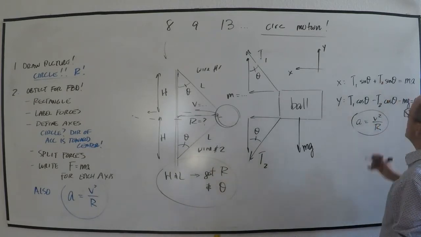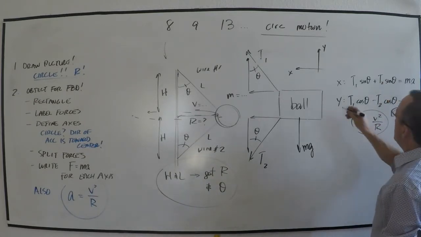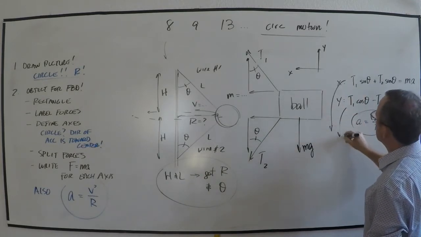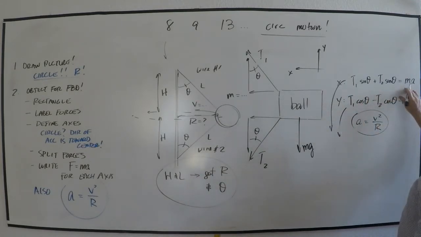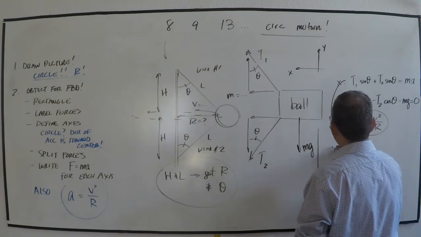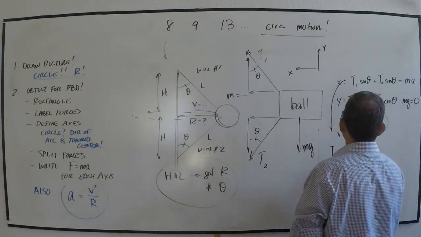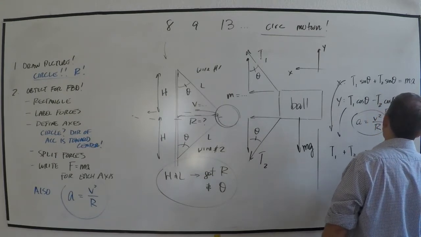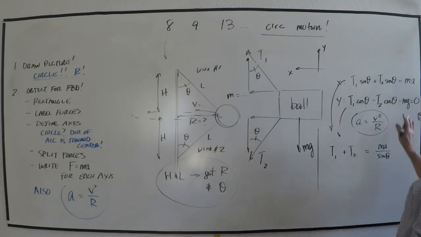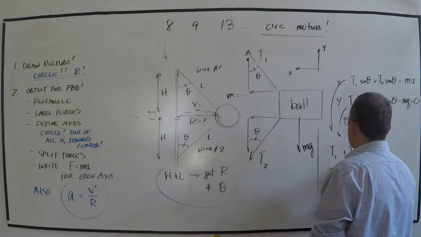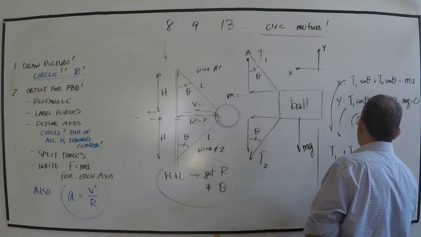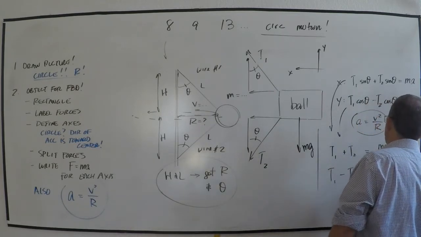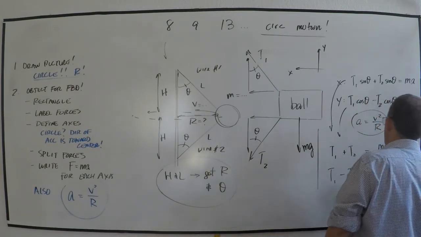But then how do you get T1, T2 out of this mess? I am going to rewrite these equations. I'm going to divide this first one by sine theta, and what I'm going to get is T1 plus T2 is equal to ma over sine theta. I'm going to add mg to this side and divide by cosine theta, and I get T1 minus T2 is mg over cosine theta.